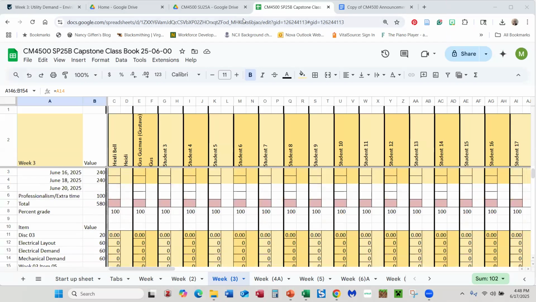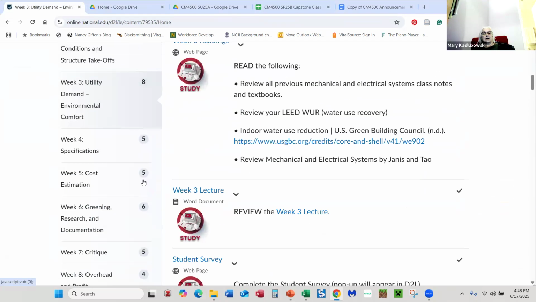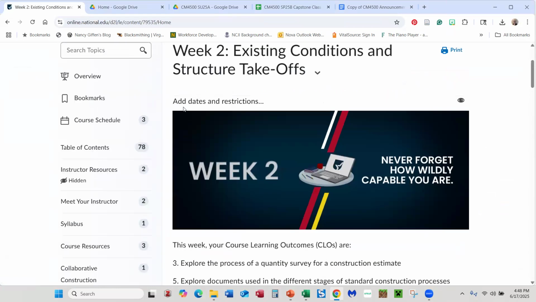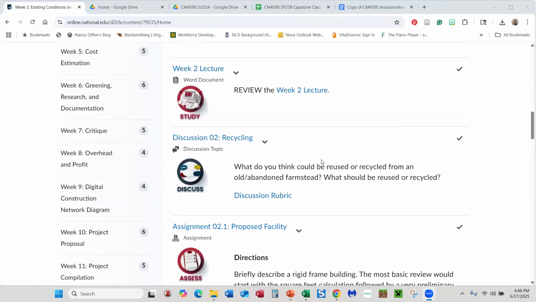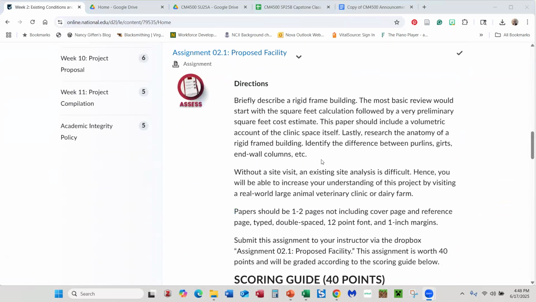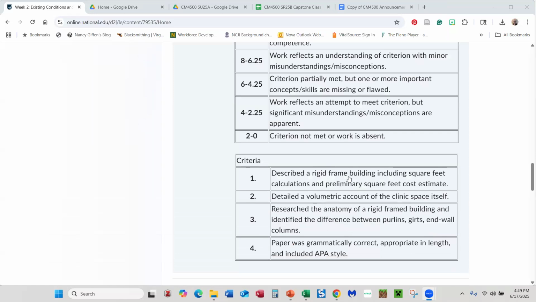Something about last week's assignment. Real quick, last week. Let's see which one it was. Oh, right, the rigid frame building. Okay, hold on. I'm just reading it. The most basic review would start with square feet calculation, which I did, followed by preliminary square foot cost estimate. That's what I wasn't able to do.